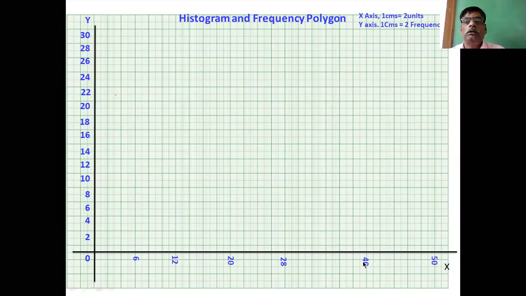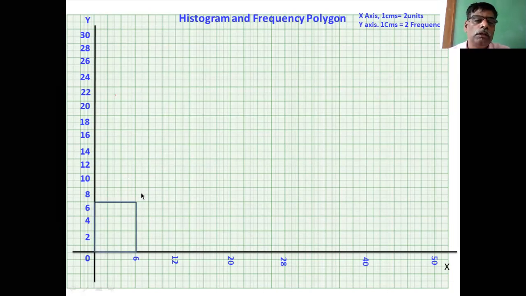For 28 to 40, I have taken 6 centimeters because 12 units are there. For 40 to 50, 10 units are there, so I have taken 5 centimeters. In this way, you have to fix the x-axis. Now you draw the rectangles.